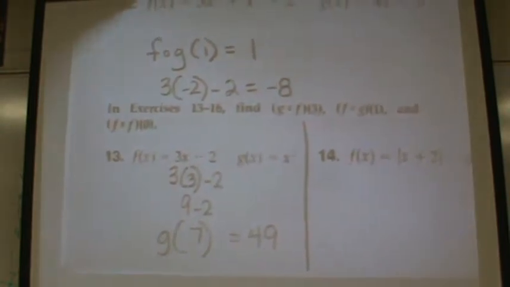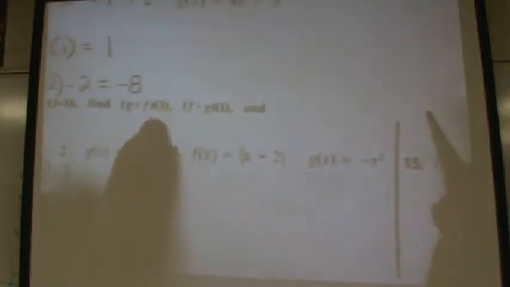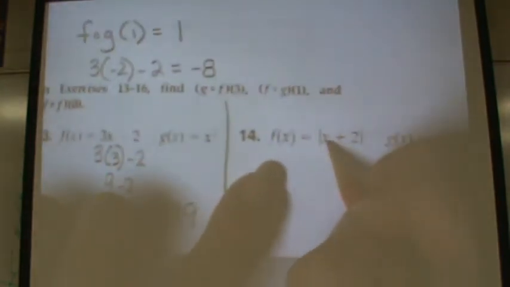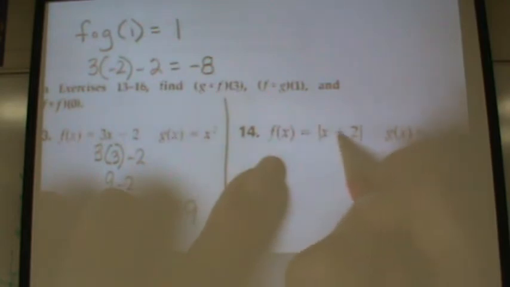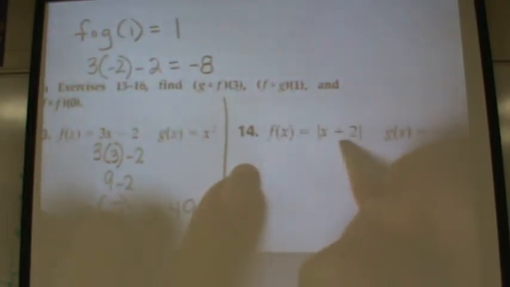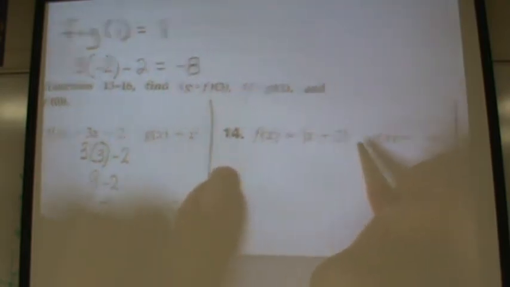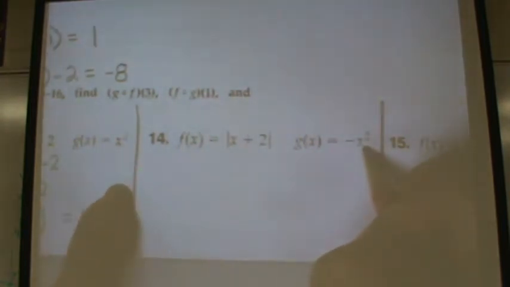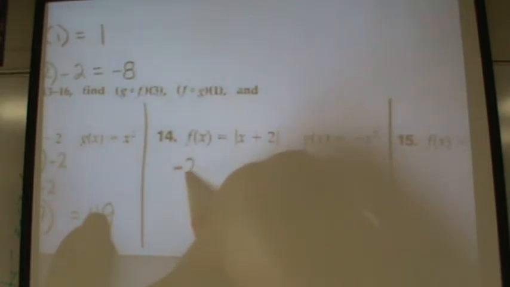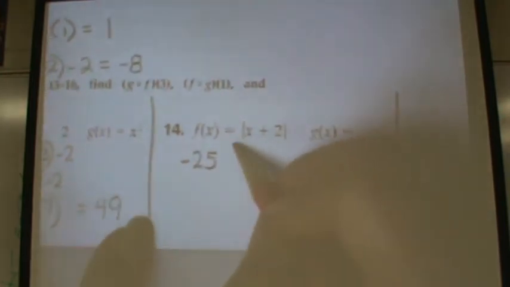Number 14. If you plugged 3 into the f function, if I plug 3 right here, 3 plus 2 is 5, the absolute value of 5 is 5. And then 5 goes into the g function, so you have 5 squared is 25, 25 times -1 is -25. So that's the first answer.